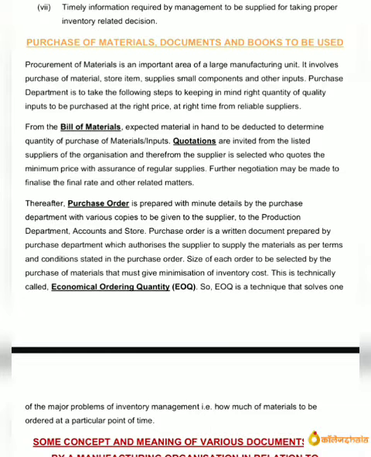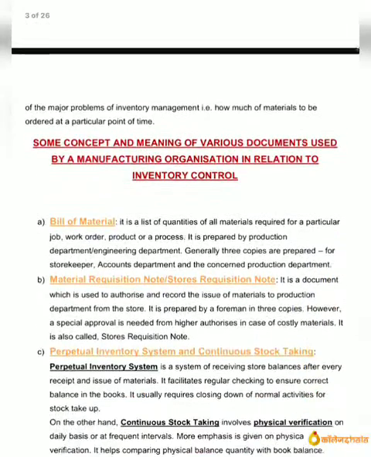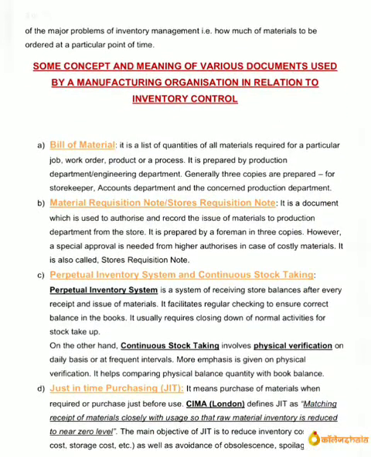It is a list of quantities of materials which are needed for a particular job or work order. It is prepared by the production department or engineering department. Generally, 3 copies of the bill of material are prepared: one for the storekeeper, another for the accounts department, and one for the concerned production department.